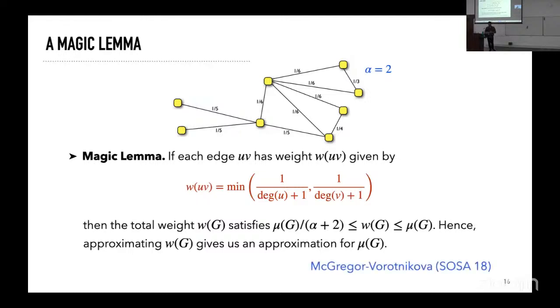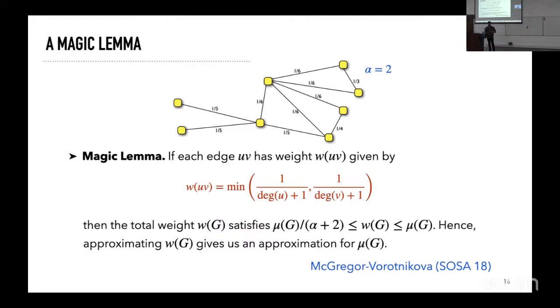So this is a lemma due to Andrew McGregor and his student Sofya from SOSA 18. And it just says that if you have a way to estimate these weights, you will also have a way to approximate the maximum matching size, up to roughly alpha as a factor.